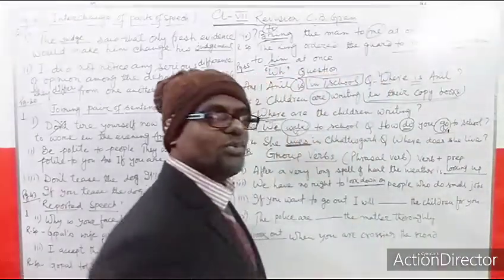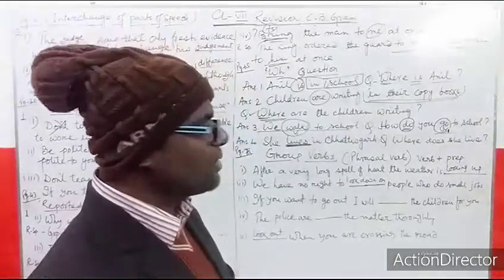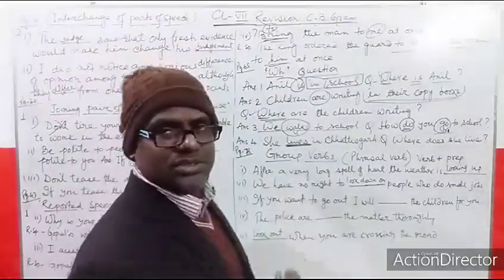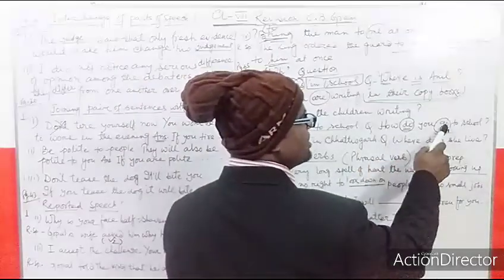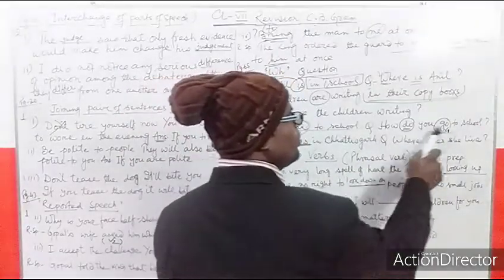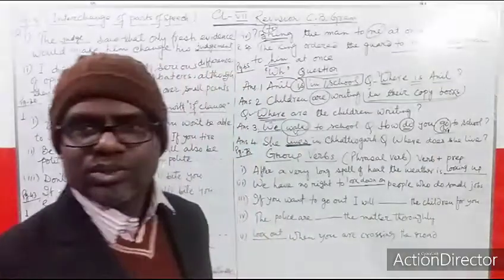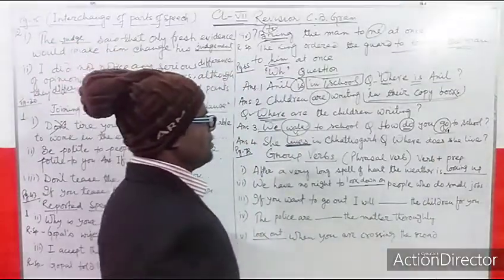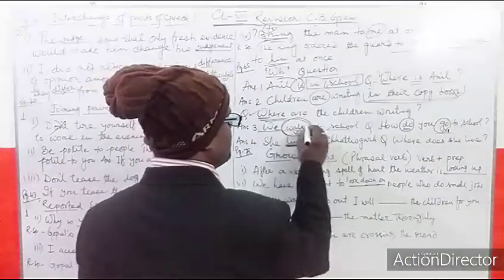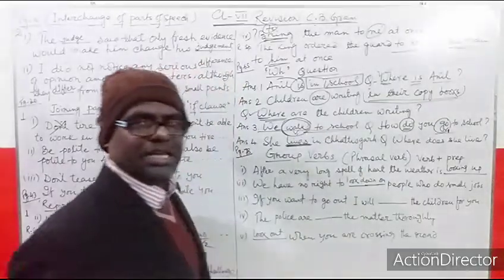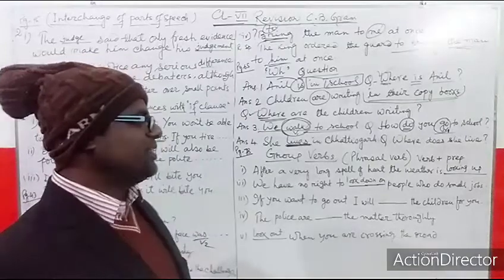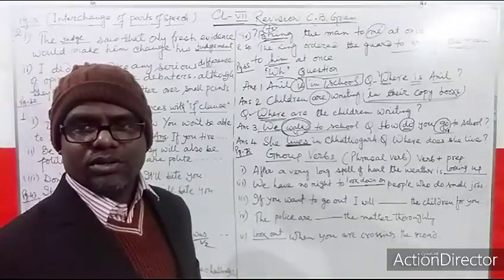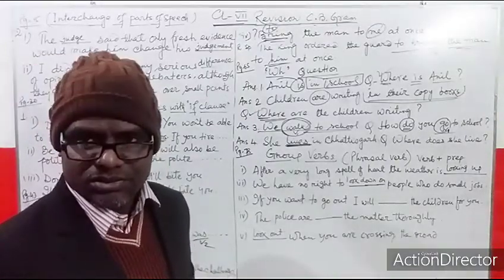The second form of go is went. We cannot use do and went. Always after the do verb, you must use the first form. So, how do you go to school? If we ask the question, the answer comes: walk to school. That means we go to school by walking, on foot.